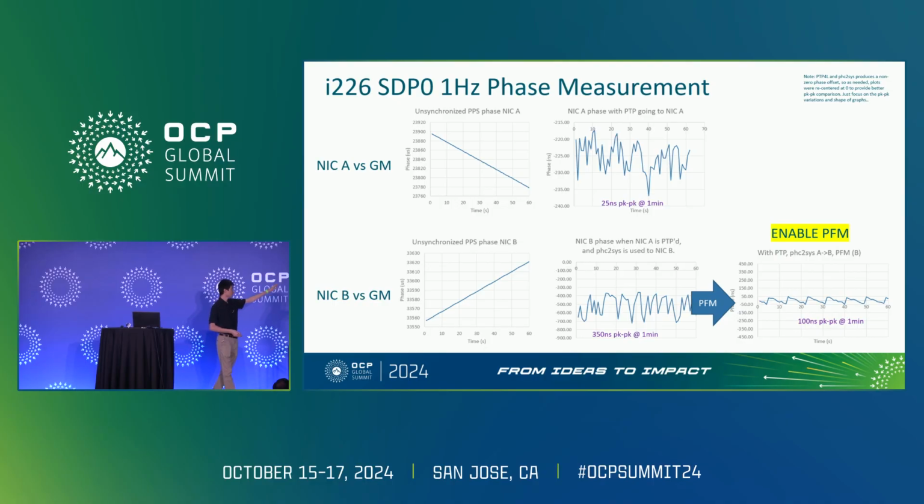If you look at the phase variation after you run PTP4L or PHC assist, there's some variation. And then after you enable PFM, the servo loop, you can see that reduces something like 3 or 4x, and it looks much more regular.